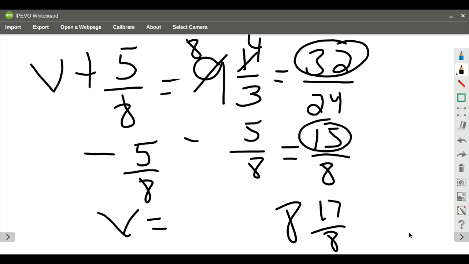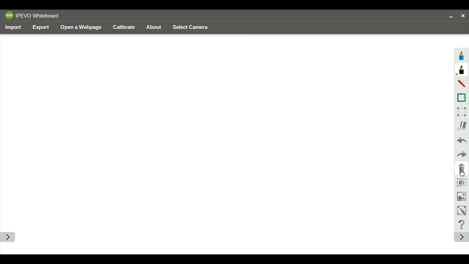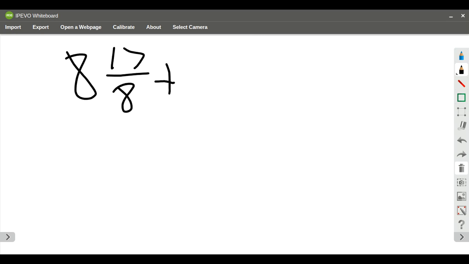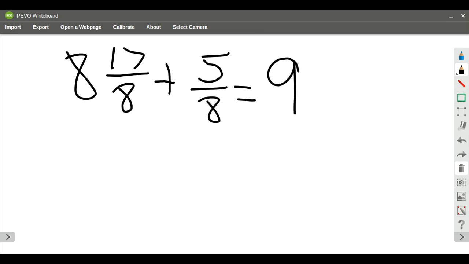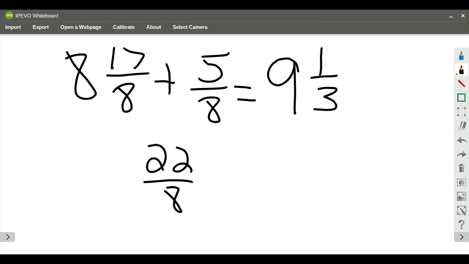So I'm going to leave this value alone while I do my check. So I'm going to go 8 and 17/24 added to 5/8. Now see how much easier this is on the check? I don't have to do any changing in my denominators because I left it in improper fraction. So I just add 17 and 5. 17 and 5 is going to be 22 eighths. And then I have 8. So 8 and 22 eighths is equal to 9 1/3.